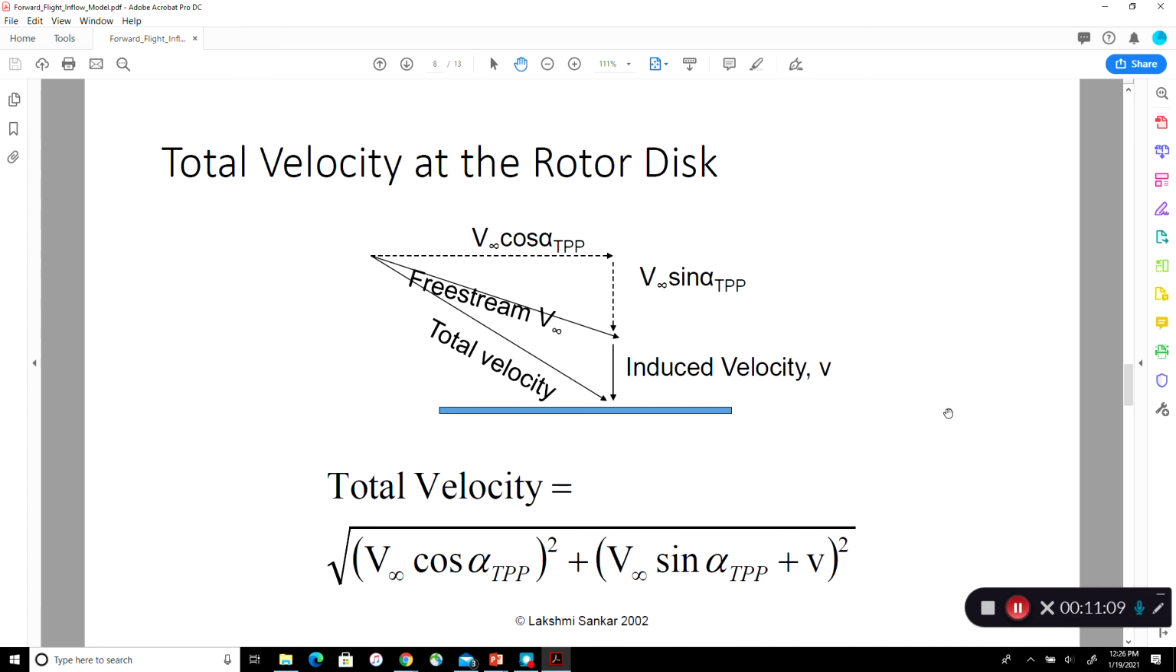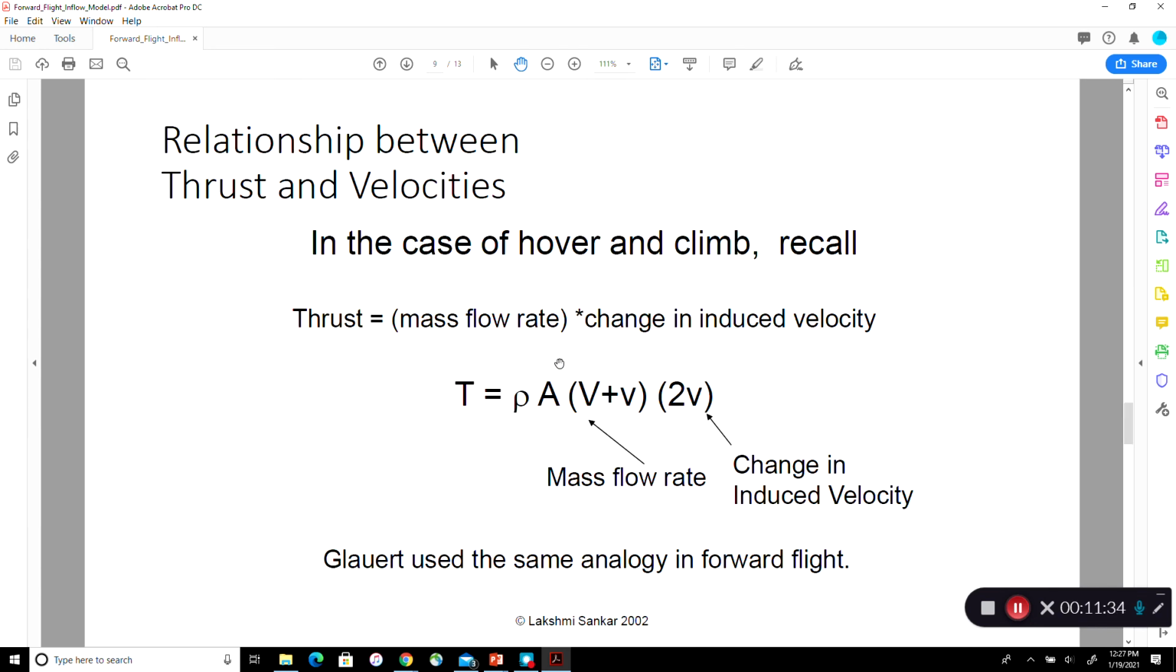Now this is the velocity. Now how about the mass flow rate? It's simply the density times this velocity times the rotor disc area. This velocity is more or less coming perpendicular to the rotor disc. I have drawn it as though it's at an extreme skew angle. But in the Glauert model, this velocity times rotor disc area times density is the mass flow rate.